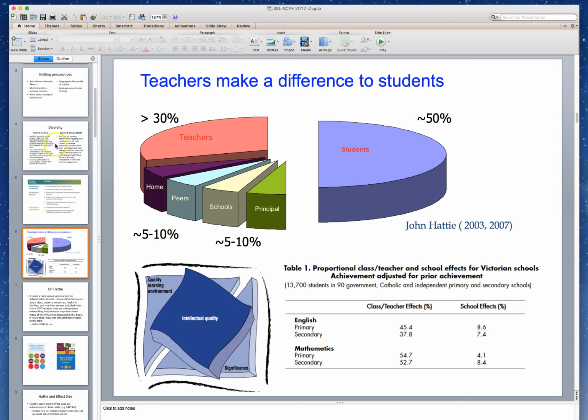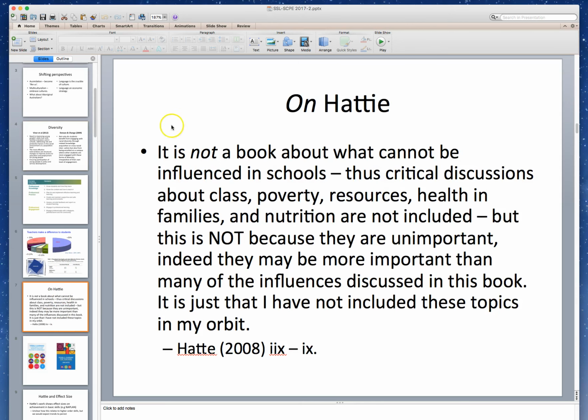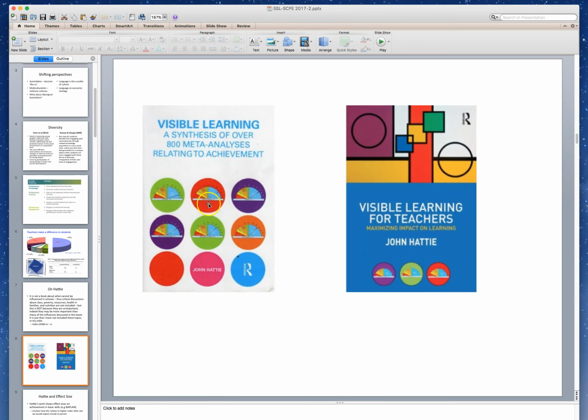Well, that's a bit difficult, because if we go back to Viner and others, that's actually where most of the influence in educational achievement really comes from. So if we can engage in whole of community strategies to improve the life opportunities of youth, then we're likely to have a better impact on education. Or we're not likely to, we will. And there's ample studies that point that out. Bad choice of words.